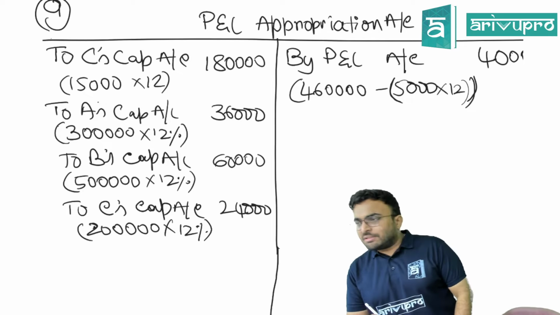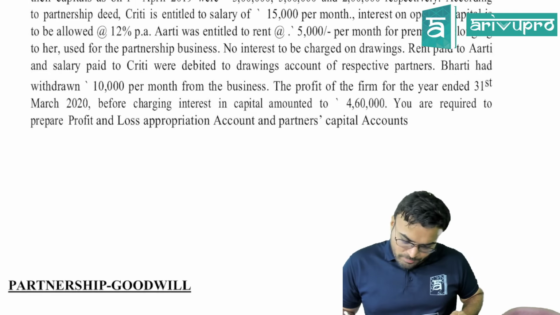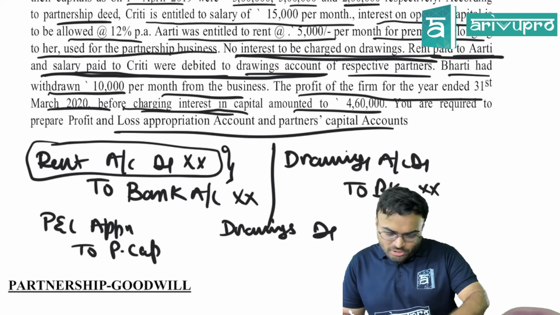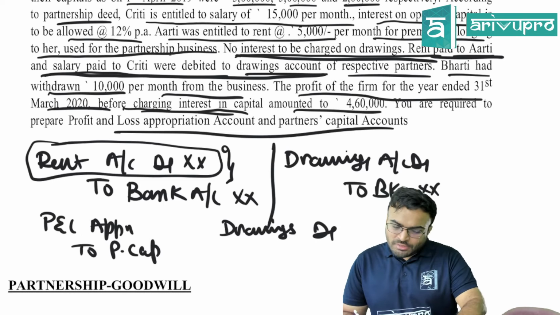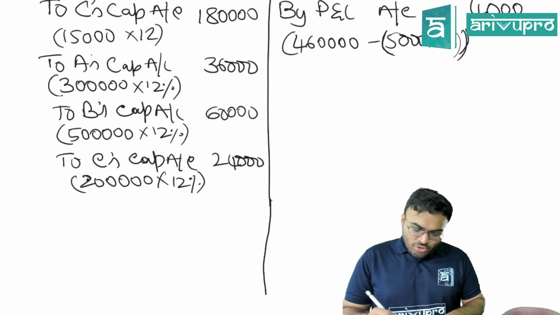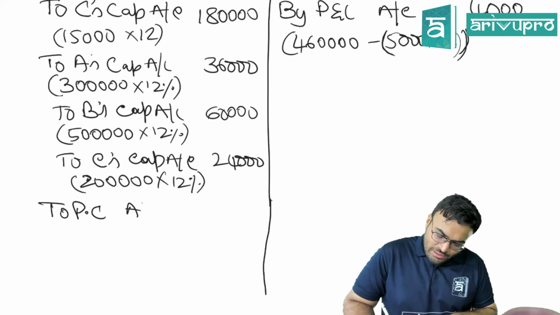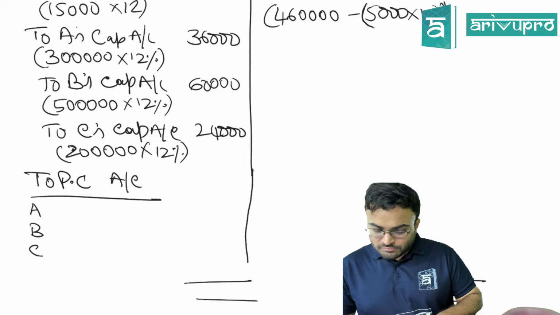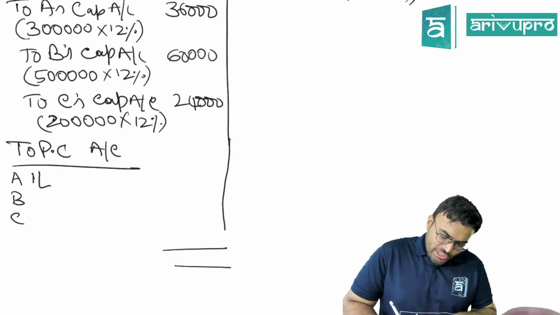What should happen after this? Do we have anything else? Profit only, no? Yeah, drawings and all won't come here. It is profits. Do we have interest on drawings? No, not mentioned. So nothing. So whatever is there goes to partners' capital accounts A, B, C. How much profit do you have? Only 1 lakh. Huh? 1 lakh will be shared in what ratio?